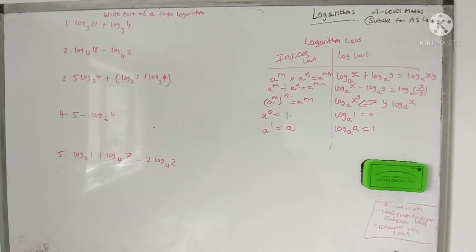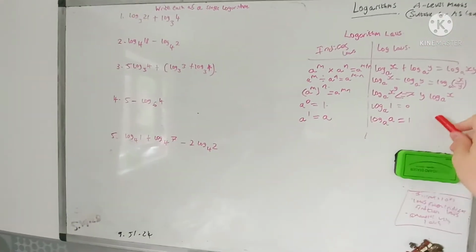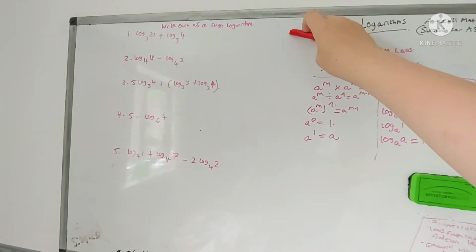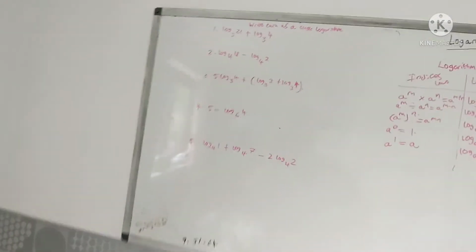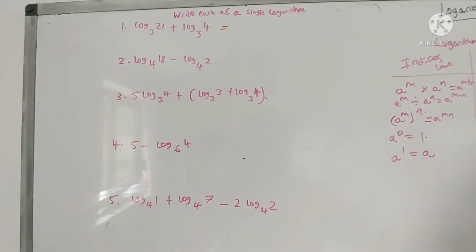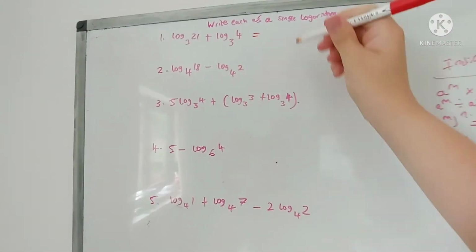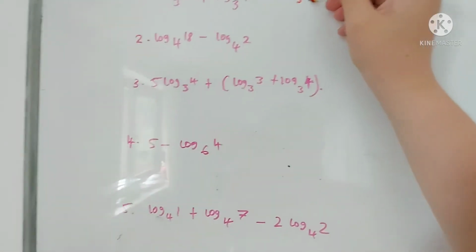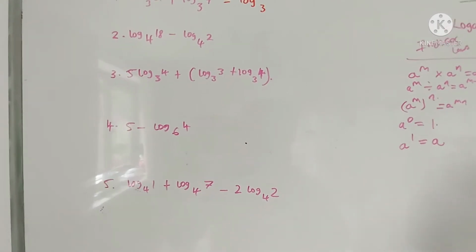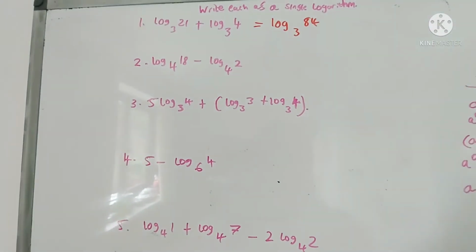So in the next part of this video, I am going to be answering these 5 questions using the log laws I've just found, writing each one as a single logarithm. For number 1, this is a nice easy starter to get us going. If I'm adding logs, I have to multiply. So I've got log, the base stays the same, of 21 times 4. Well, 21 times 4 will give you 84. That's number 1.